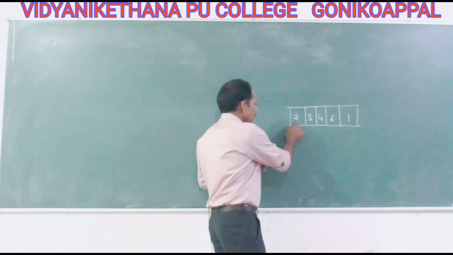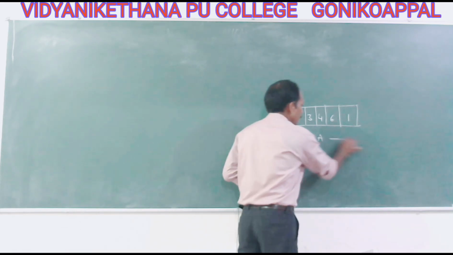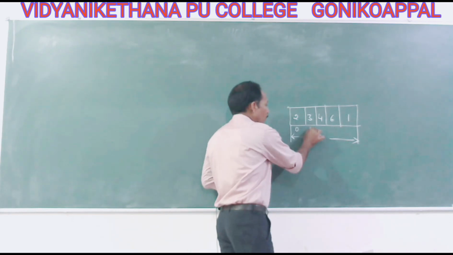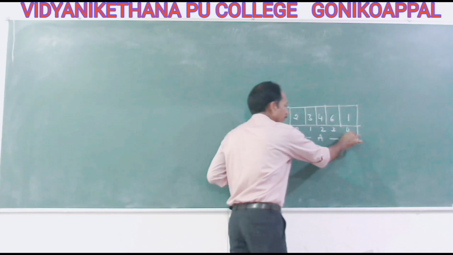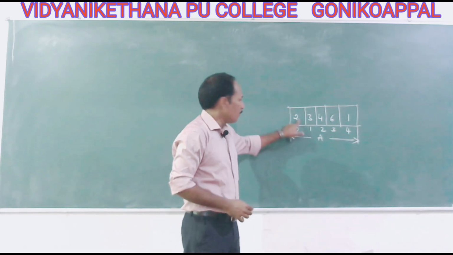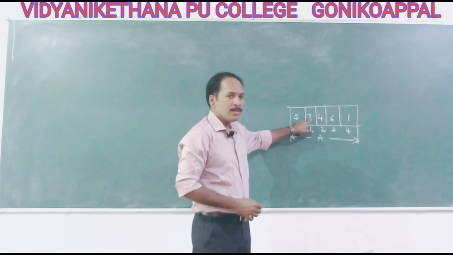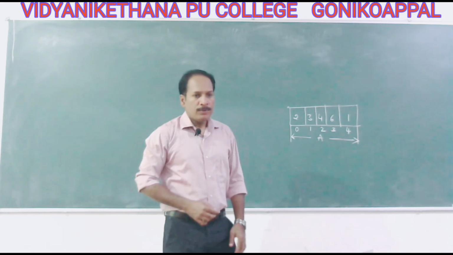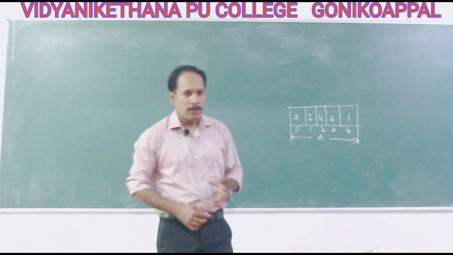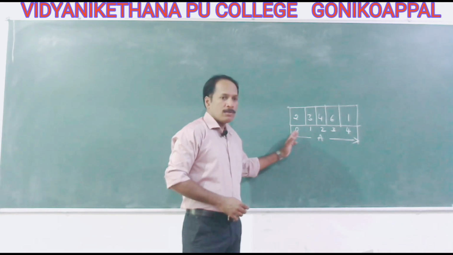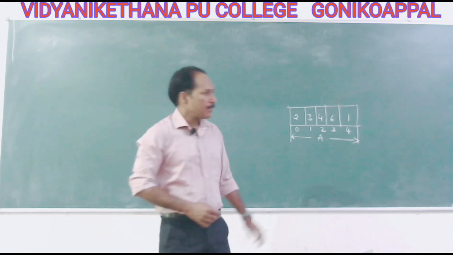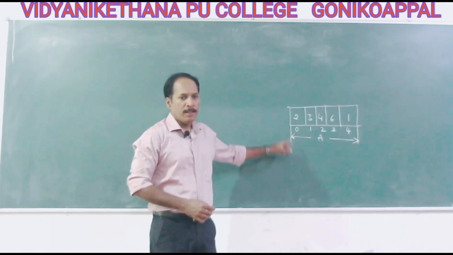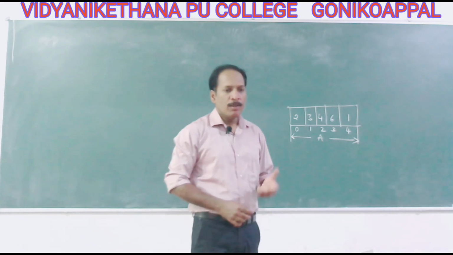If you name this array A, this is how we represent it. The subscripts will be 0, 1, 2, 3, 4. A of 0 means the first element, 2; A of 1 means the second element; A of 2 means the third element; and A of 3, A of 4, and so on. Already I have told you array elements are accessed from 0 to n minus 1. That's why the first element will be A of 0. That's where we discussed the features of arrays.